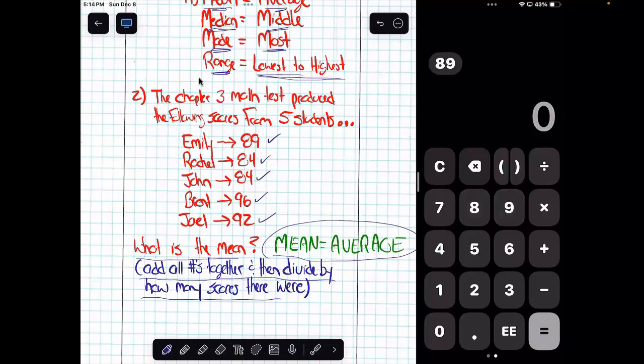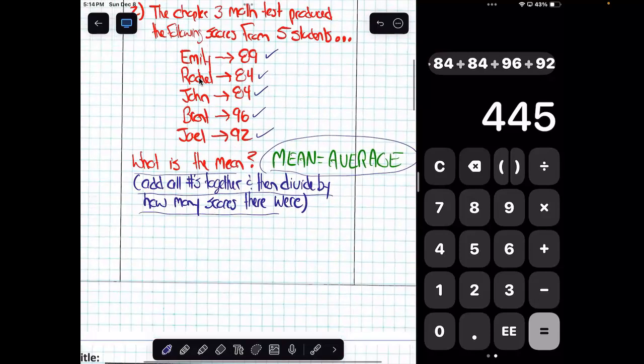So I'm going to take Emily's 89. I'm going to take Rachel's 84. I'm going to take John's 84. I'm going to take Brent's 96. I'm going to take Joel's 92. And I'm going to add them all together and get a score of 445. So I'll write that down so I don't forget it just in case I lose my data.